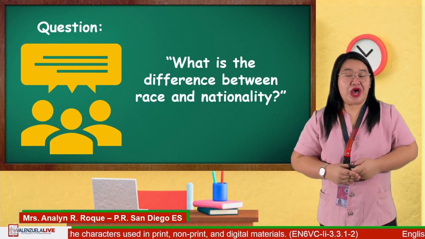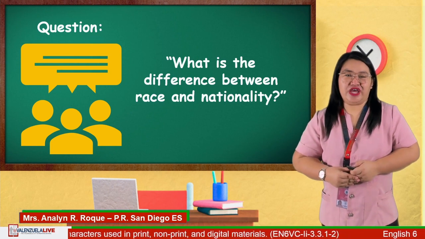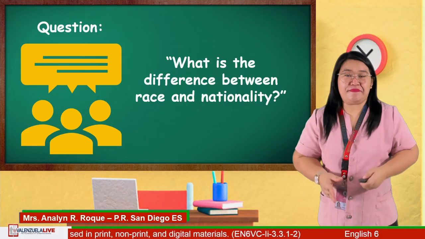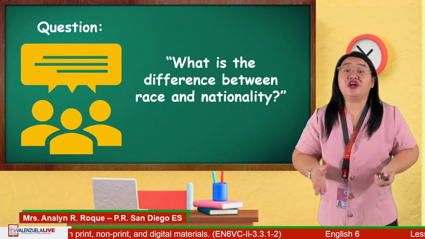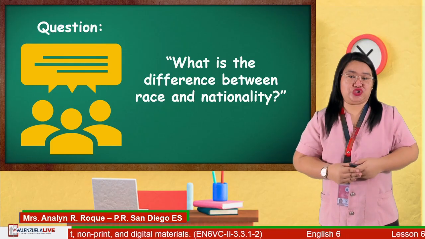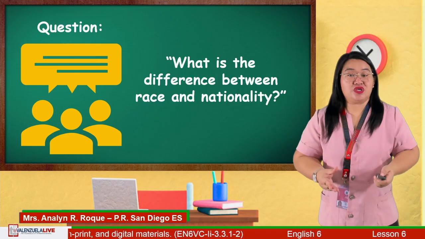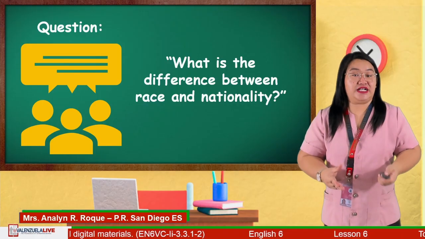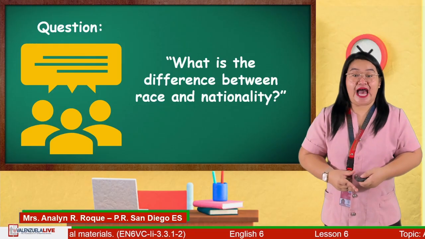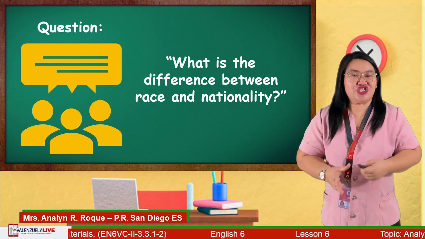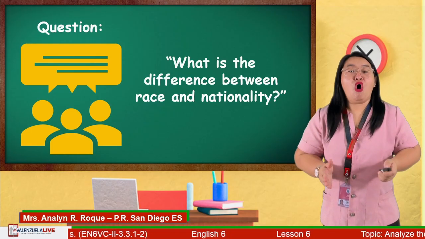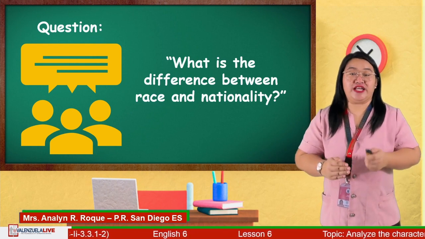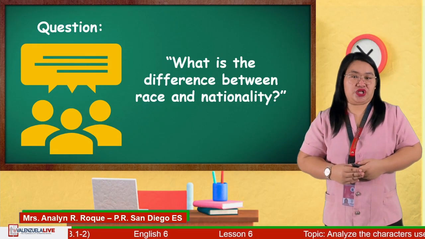Question number 2. Mapua asked, what is the difference between race and nationality? Race is the grouping of people that depends on the place where they came from, their language, and their physical attributes. For example, Mexicans or Latinos speak Spanish or Portuguese. Asians have similar physical attributes like black hair, narrow eyes, brown skin. While nationality is the citizenship or official country belonging of a person. It is usually based on the laws of the country where a person was born.